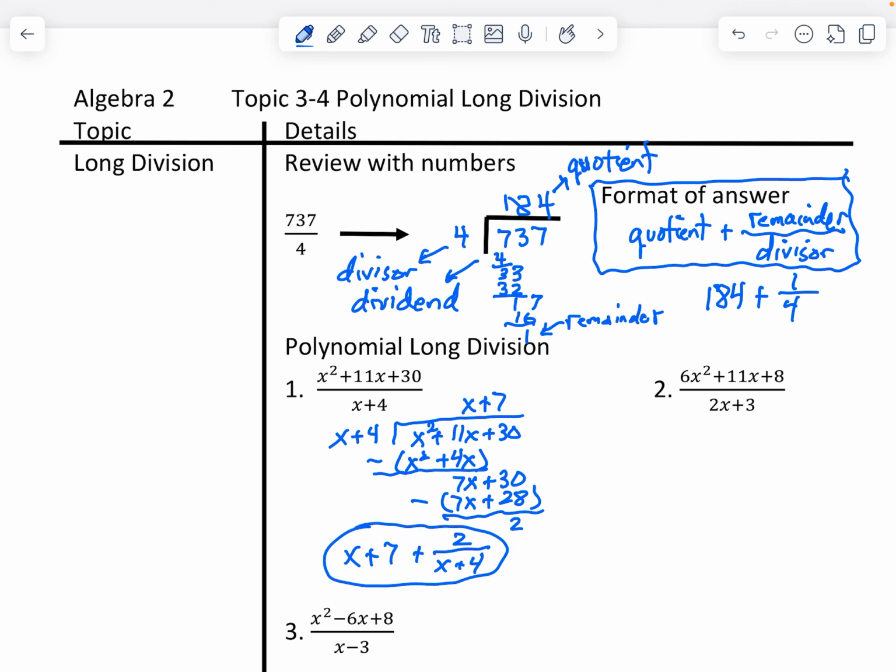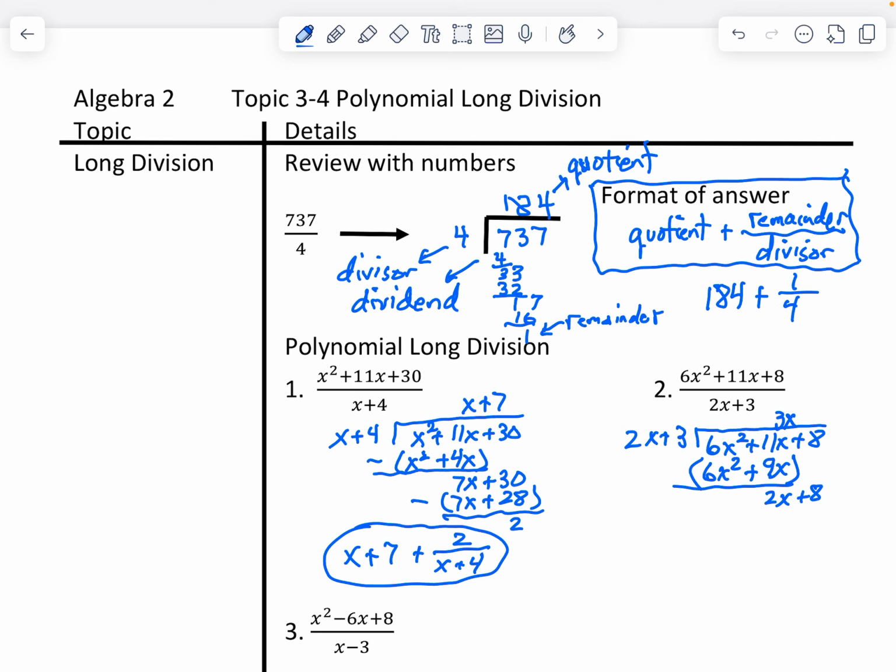Let's try the next one. We're going to do 2x plus 3, that's our divisor, divided into 6x squared plus 11x plus 8. So 2x times what gives me the 6x squared? So 2x multiplied by 3x will give me that 6x squared. So 3x times 2x is 6x squared. 3x times 3 is a 9x. And we're going to subtract straight down. 6x squared minus 6x squared is 0. 11x minus 9x is 2x. Bring down the 8.